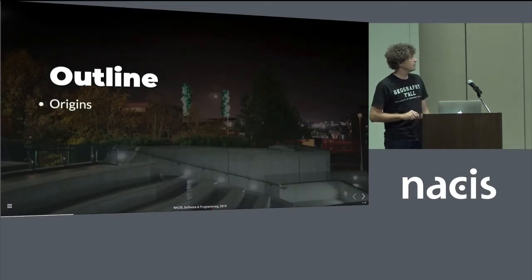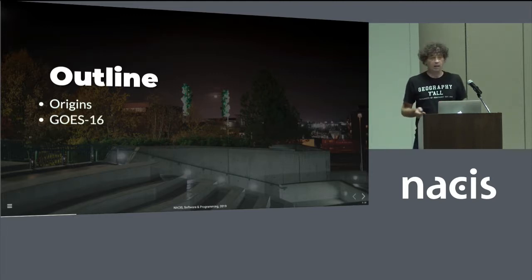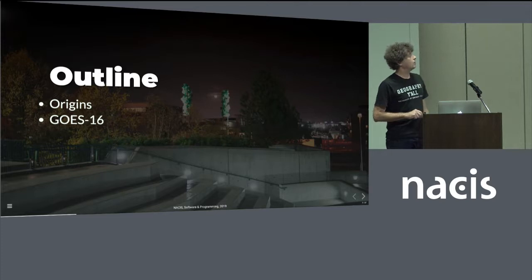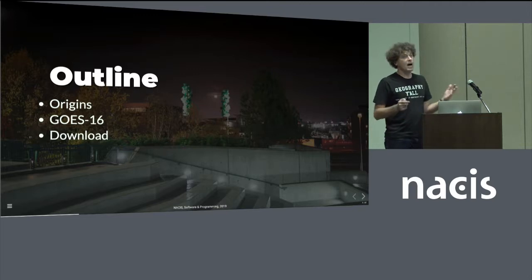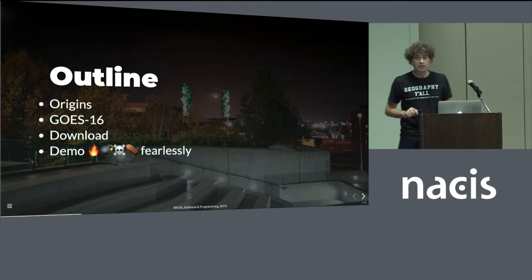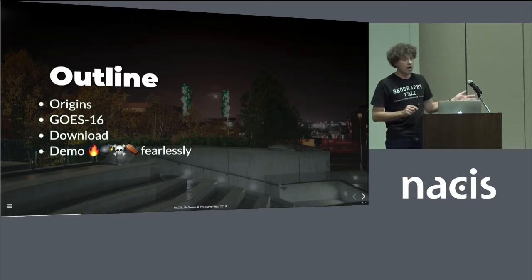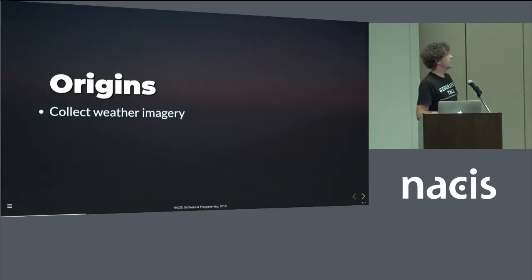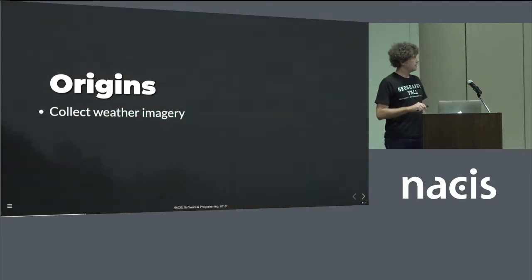And so the outline of the presentation is the origins. We all have an origin story. GOES 16, it's a satellite that is now providing that high resolution imagery. And then, of course, we're going to download or provide. I'll show how we can download it. And then, if we have time and we survive, we'll try to demo. Now, is that demolish or demonstrate? We'll find out.